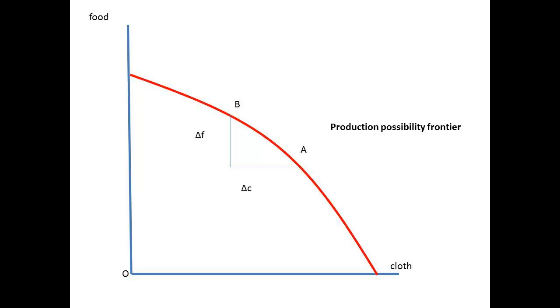The third condition is that the marginal rate of substitution should equal the marginal rate of transformation for all pairs of goods. The map shows the production possibility frontier and the marginal rate of transformation. To move from point A to point B, delta C of cloth is given up to produce delta F of food.